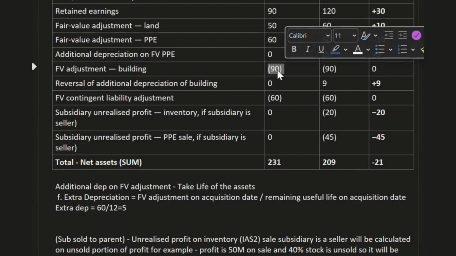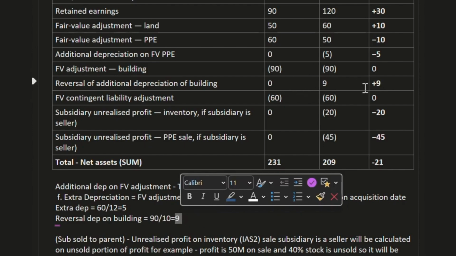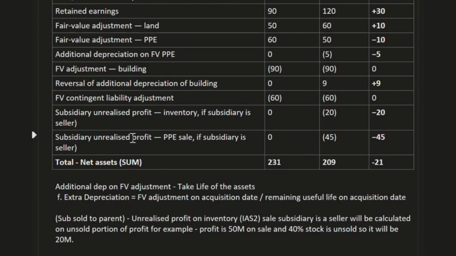Here it is 90. So whenever we have a negative fair value adjustment, that means there will be a reversal of depreciation. So same as before, we charge reversal of additional depreciation on building. For example, we have 10 years of remaining life, so the depreciation will be 9. Same as before, we just need to reverse it.